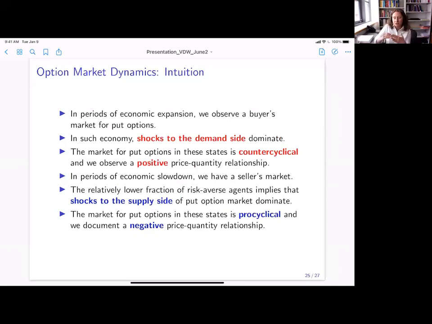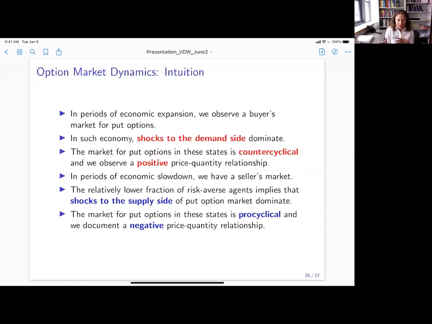So the wealth of this risk averse agent makes up a relatively larger fraction of the economy, and that's the supplier of these put options. Whereas the DA agent makes up a smaller part, and that's the demander, so it will be a buyer's market. And in this buyer's market, we will observe shocks to the demand side dominating, and the market for put options will be countercyclical, and we will have a positive price quantity relationship on the option market.